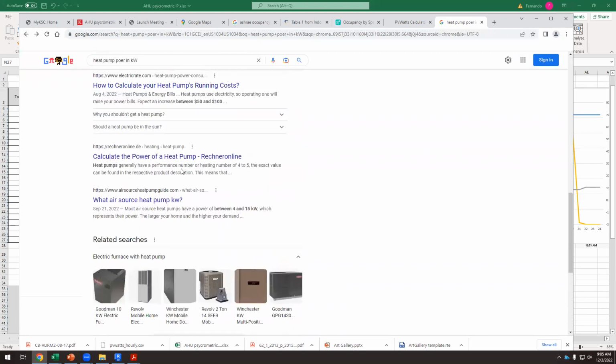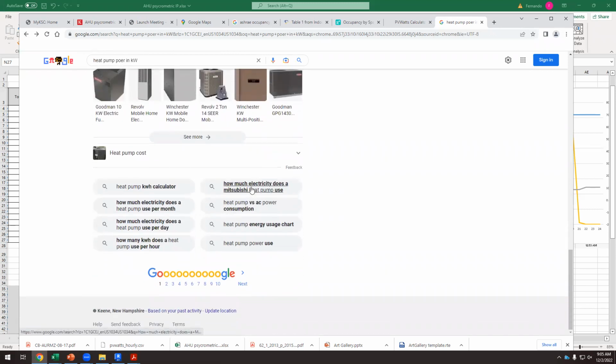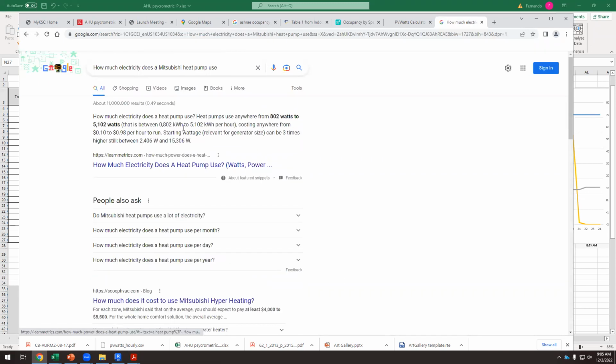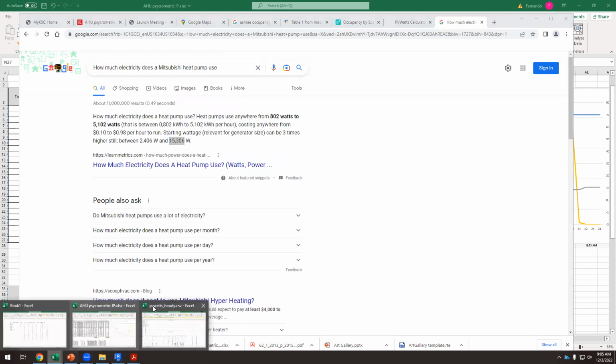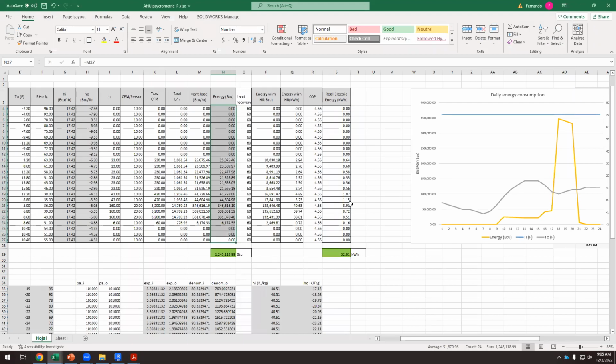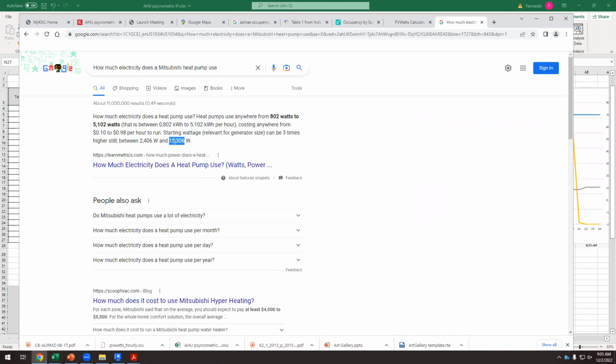Well, this is Mitsubishi, 5,000, it's not enough. Okay, this is 15,000 watts, 15 kilowatts, it's more than 8.9, yeah, so 15, it's good. 10 would be good, 12 would be good, but if we find something with 15, okay, fine.